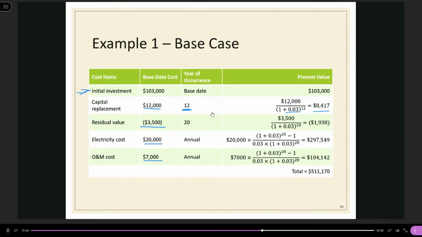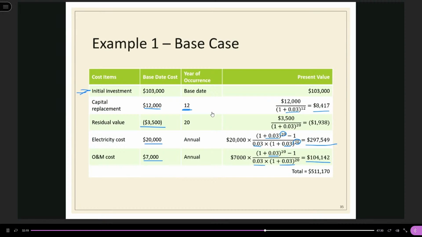So these costs you have to pay every year over the 20 years. So we use this equation, 3% of real discount rate and 20 years. You need to pay annually for 20 years. So this is the total amount.